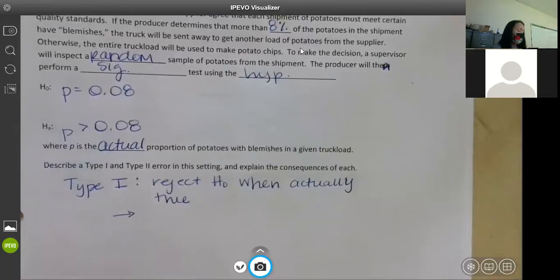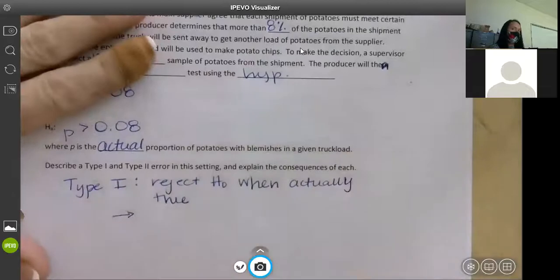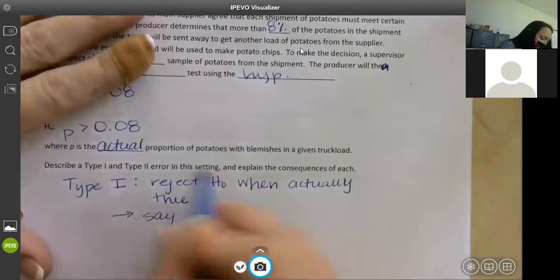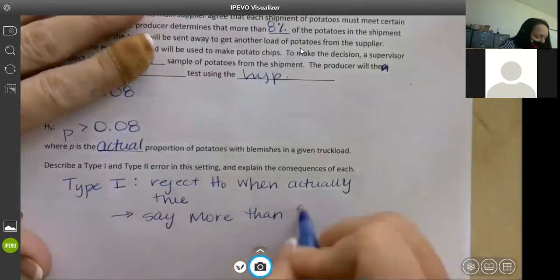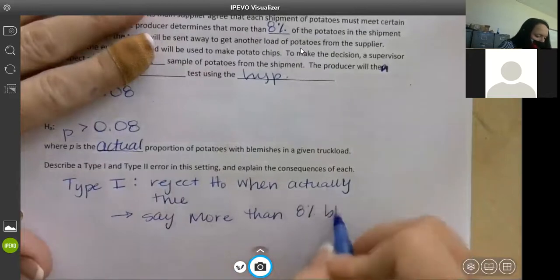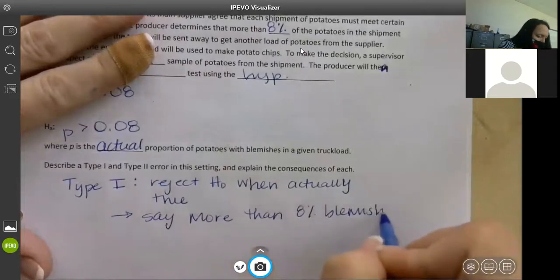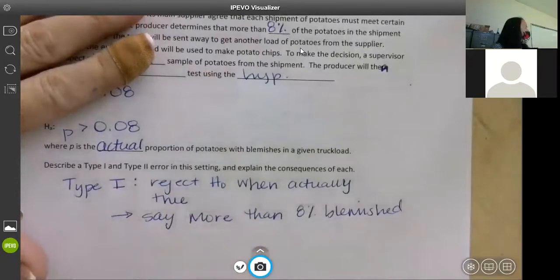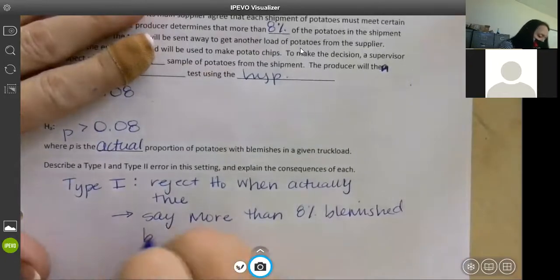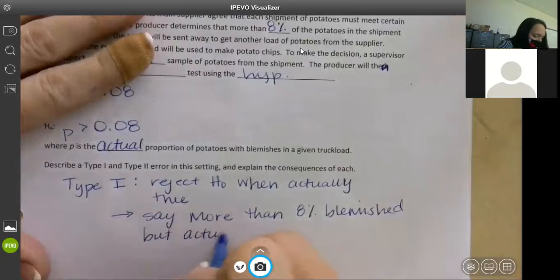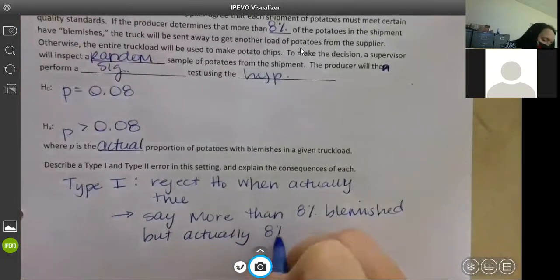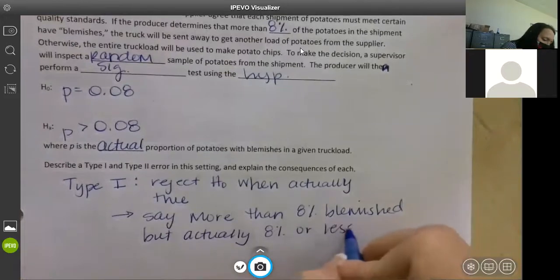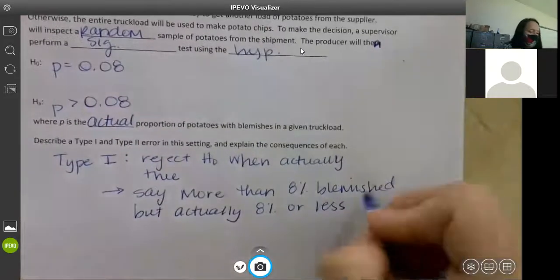Okay, so we reject it. That means we cut it out. We don't have it anymore. So we're using the alternative. So we say more than 8% blemished. But if it's a type 1, that means that actually 8% or less are.